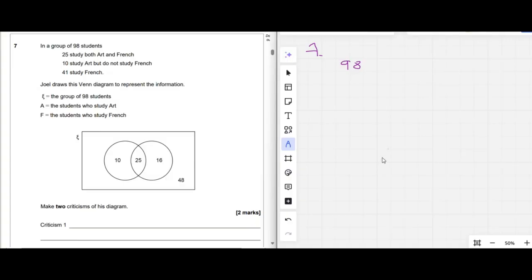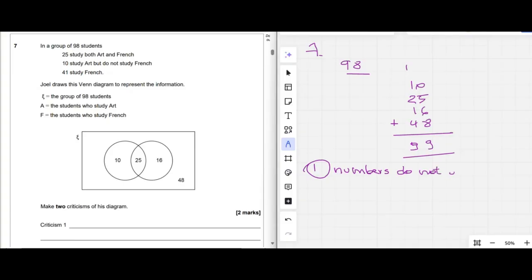Maybe that. Wait, 10, 20. So the total: 10, 25, 16, and 48. Let's try that. It's 9. 1, 2, 4, 8, 9. So we have 99 instead of 98. So the first thing: the numbers do not add up to 98.